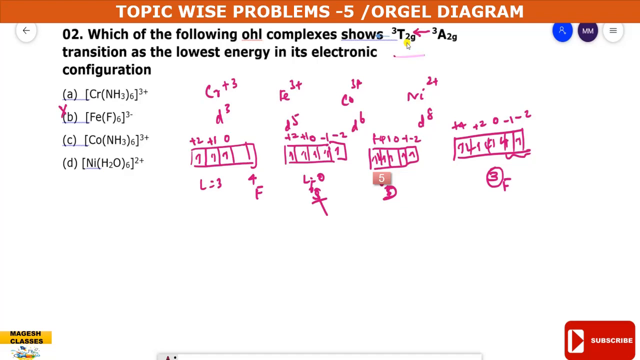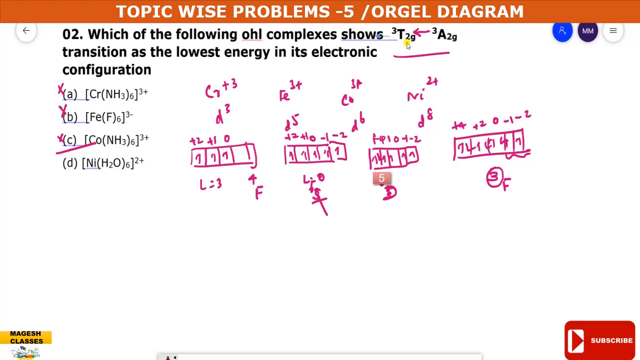So in this question you can see that only the 3 is present, but all the remaining answers are not your answer. So from the spin multiplicity only you can easily eliminate the other answers, so you need not go to the Orgel diagram, etc. So our answer is D.